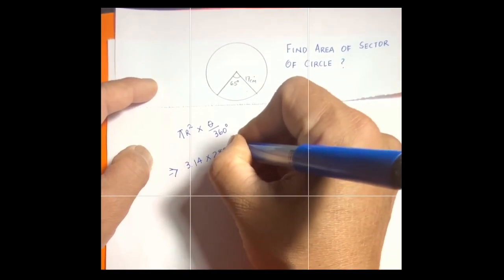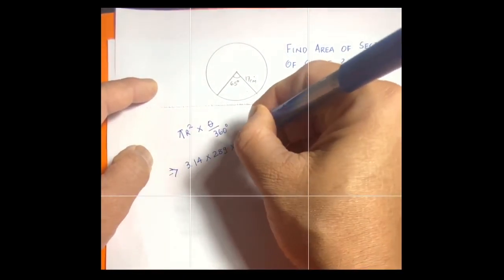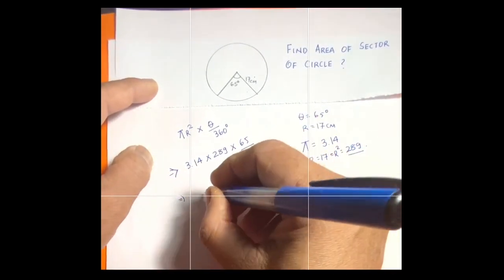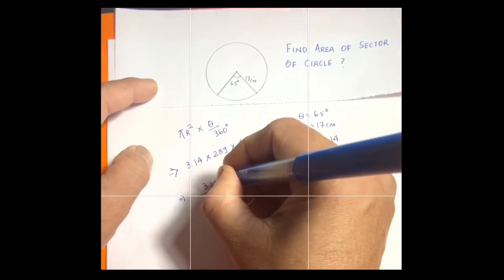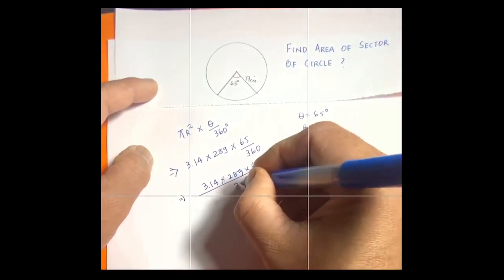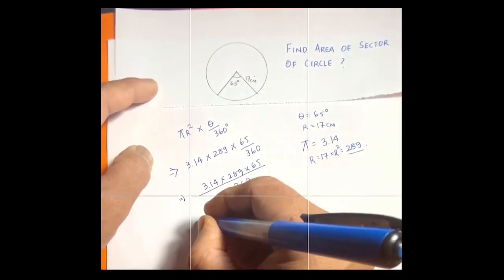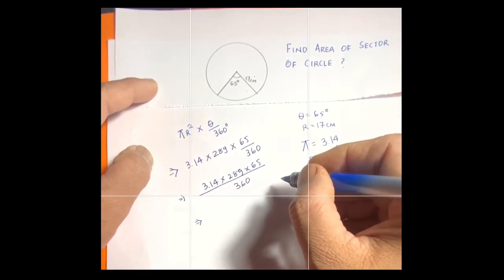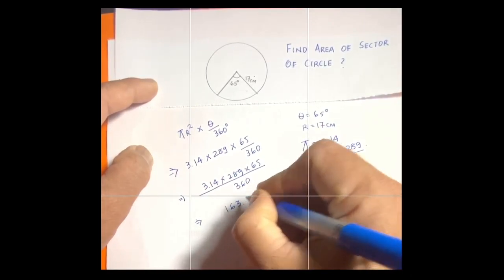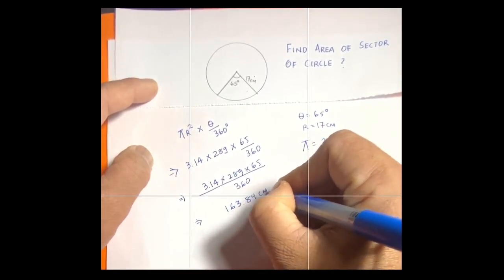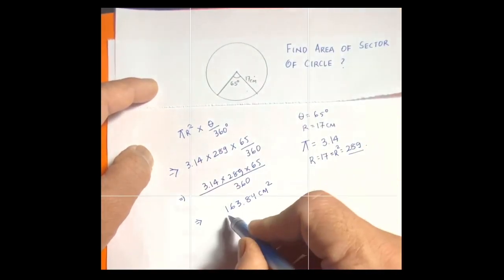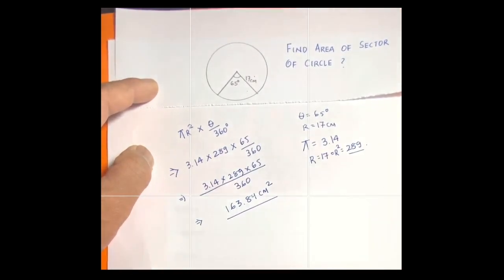Now if we start putting the values here, it is 3.14 into 289, as the radius square is 289, and then this is 65 over 360 degrees. Now let's solve this. So this is 3.14 into 289 into 65 over 360. I'm using a calculator to do the calculation quickly. If I calculate this in the calculator, it's coming as 163.84 cm square. So the area of the sector of the circle is 163.84 centimeter square.